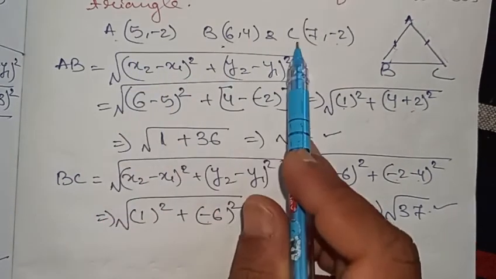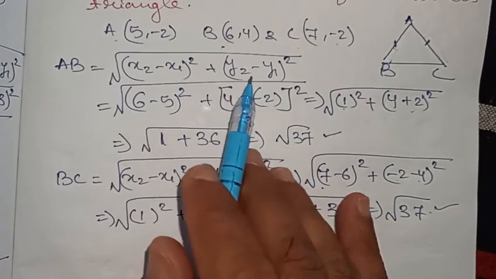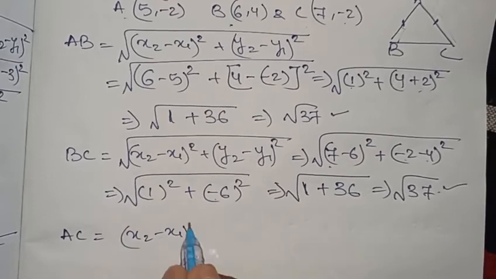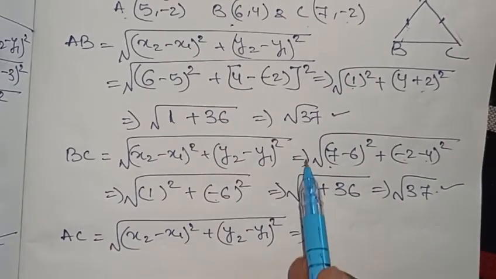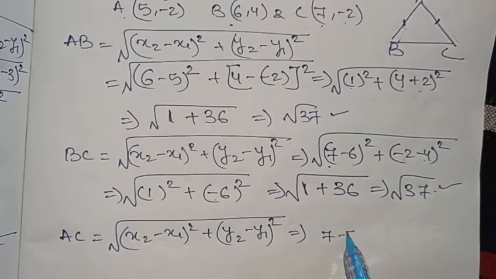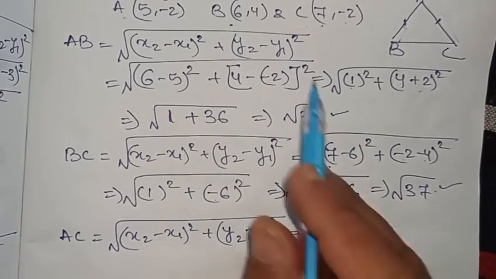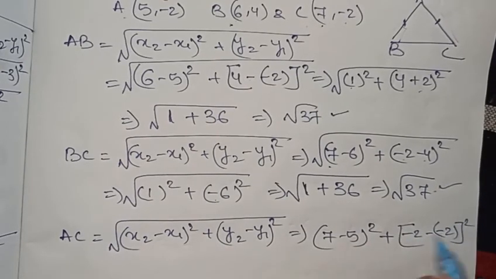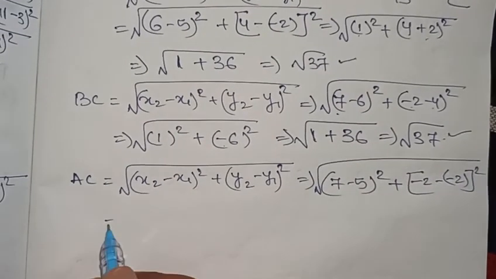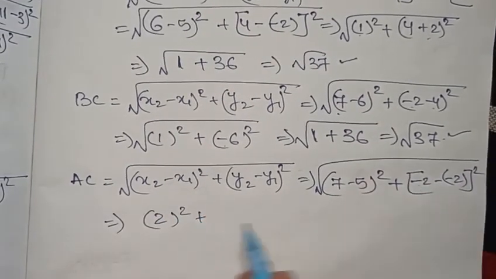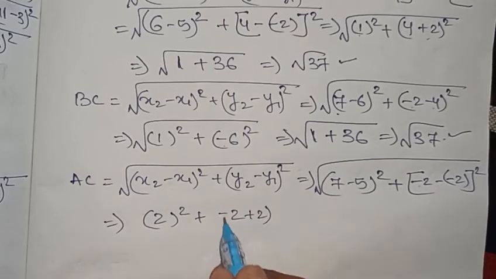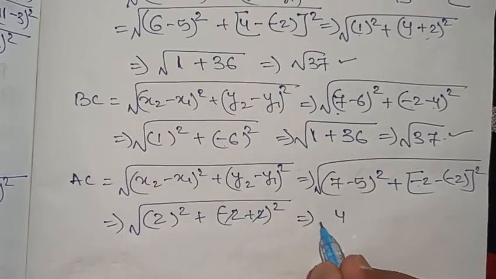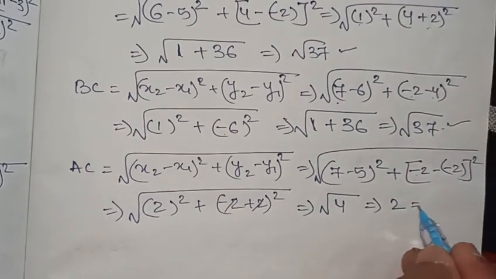Still we have to find out the distance between A and C, to check whether all 3 sides are equal or not. So we'll find out the distance between AC. Square root of (x2 minus x1) whole square, x2 minus x1 means 7 minus 5 whole square, plus (-2 minus (-2)) whole square. We get 2 square, and minus minus plus is 2, so -2 plus 2 is 0. So 2 square is 4, square root of 4 is 2. So AC we got 2.